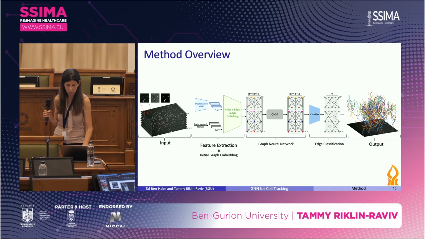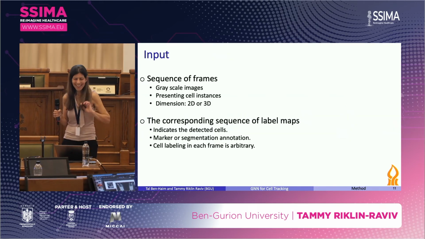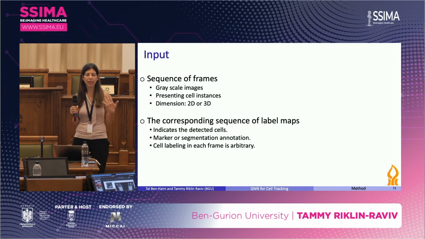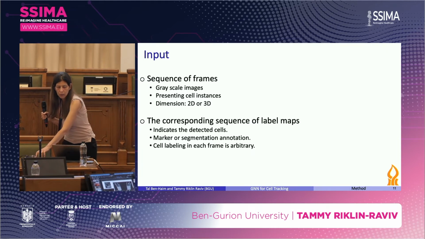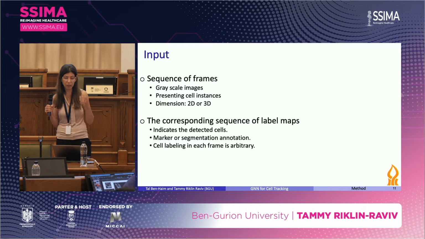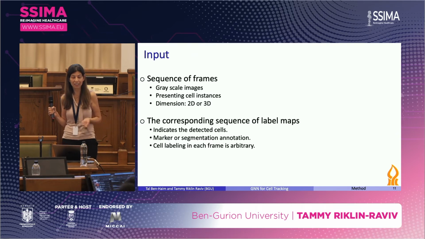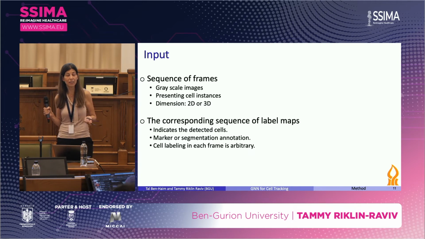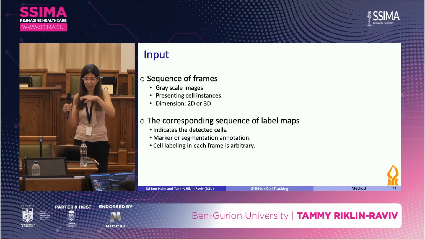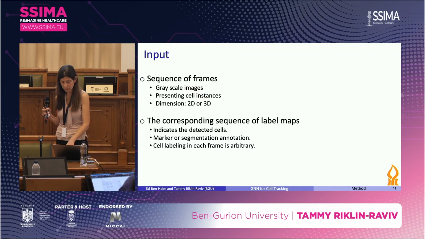Let me now concentrate on different parts. Our input is a sequence of frames, grayscale images. We preserve cell instances. The dimensions are either 2D or 3D. Actually, it's better to work with 3D. We got better results in 3D because cells do not hide each other; they exist in 3D. The corresponding sequence of label maps is necessary, as I mentioned. So we either have the boundary of the cells or we have markers that indicate the cell centers.